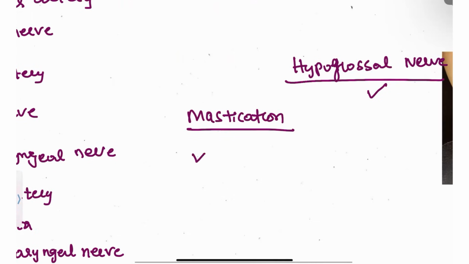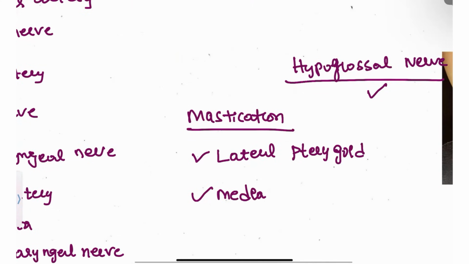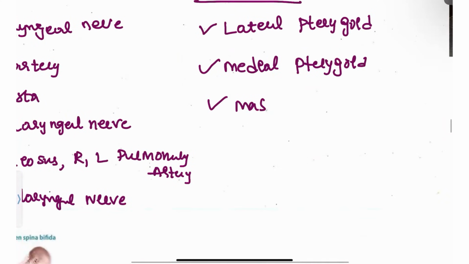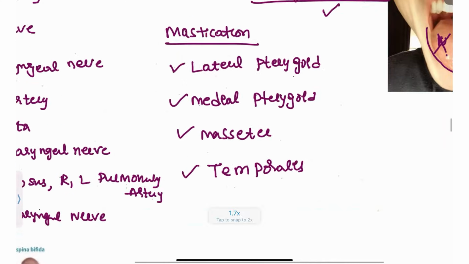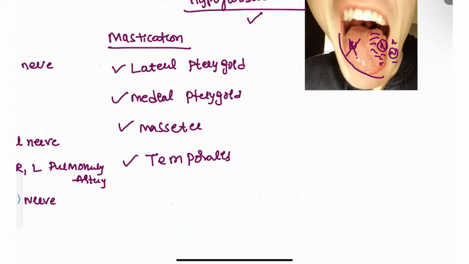Mastication muscles are your lateral pterygoid, and also medial pterygoid, masseter muscle, and along with that temporalis muscle. These are the four muscles that are important for your mastication.